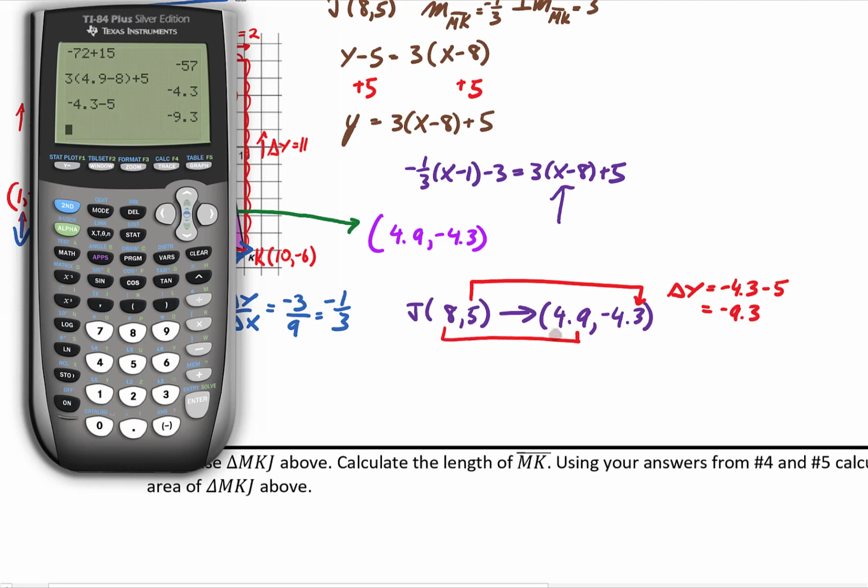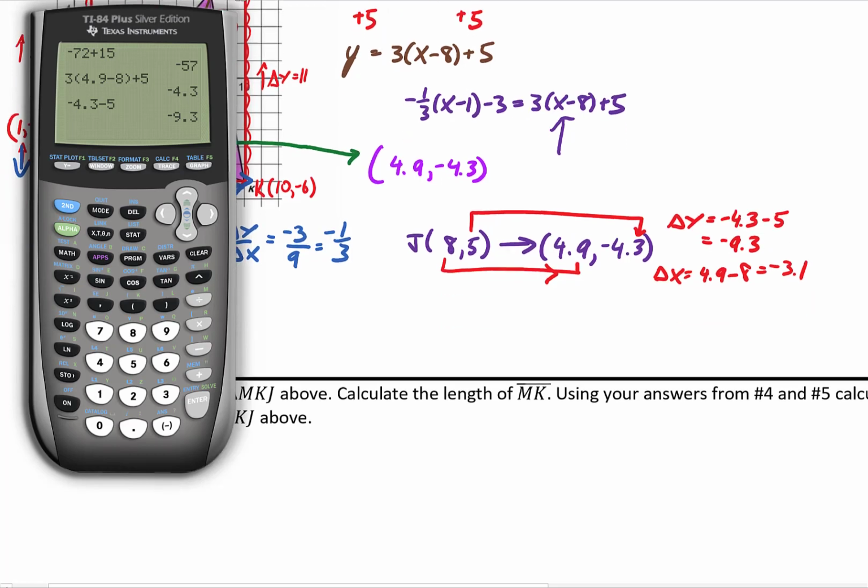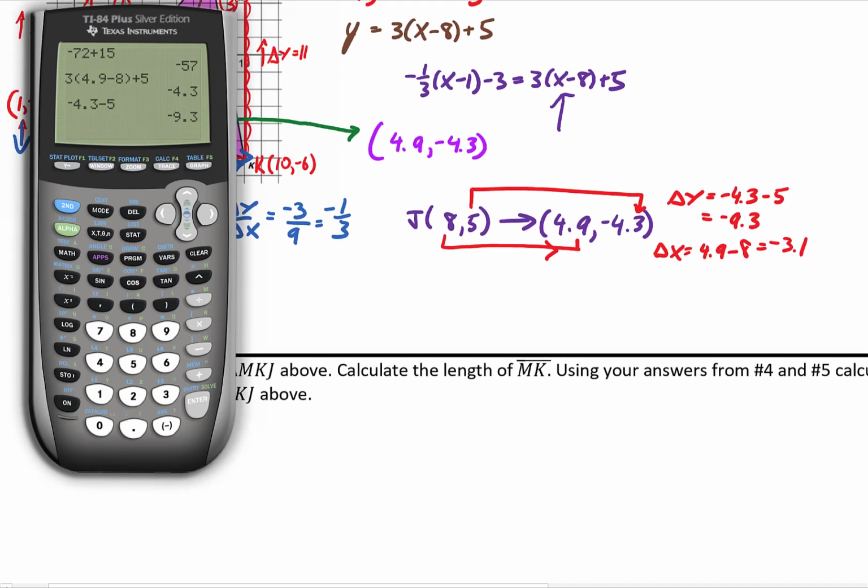And going in this direction, the change in x is equal to 4.9 minus 8, which is going to be negative 3.1. All right, so what's my distance? Well, the distance from J to K is going to be the change in x squared plus the change in y squared, and I square root that. So my change in x is negative 3.1 squared, and my change in y is negative 9.3. I'm going to square that.